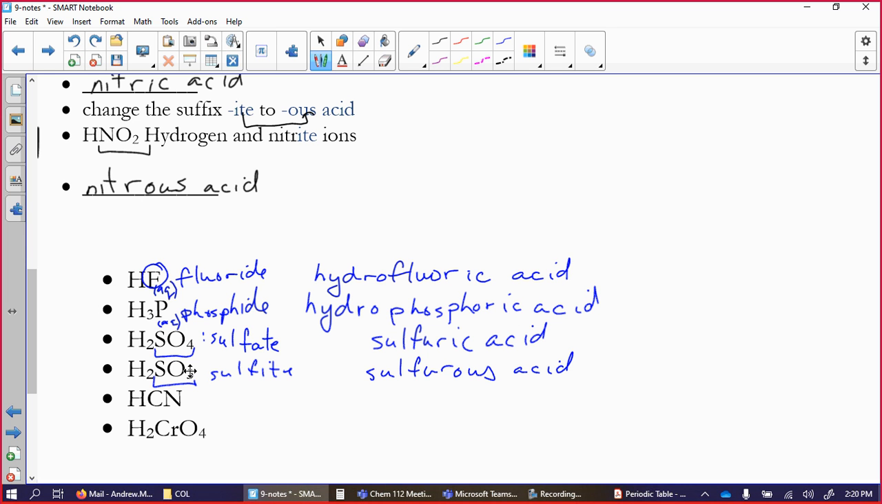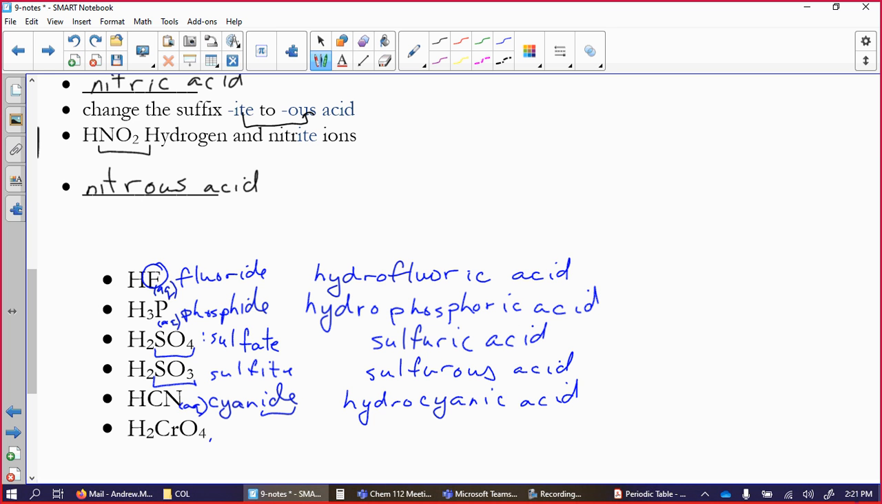But so the last 2 here, CN. This is cyanide. Even though it's a polyatomic ion, it ends in ide. So hydrocyanic acid, if it's dissolved in water, that's what happens. That's the cyanide that will kill you.